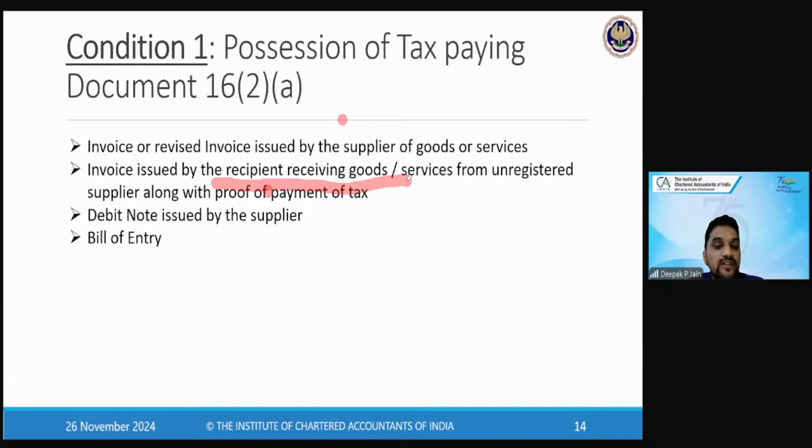Okay, so the invoice should be issued by the recipient receiving goods or services from an unregistered supplier along with proof of payment of tax. Okay. So the invoice should be issued by the recipient in case of reverse charge mechanism. Now let's take an example. You are going to a GTA. Now you go to a GTA. GTA is giving you a consignment note. Now for this, what will be the GST treatment?